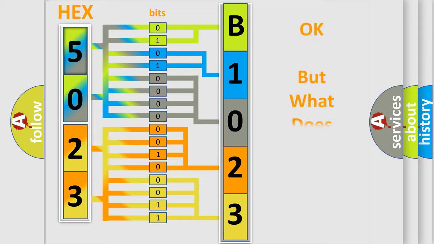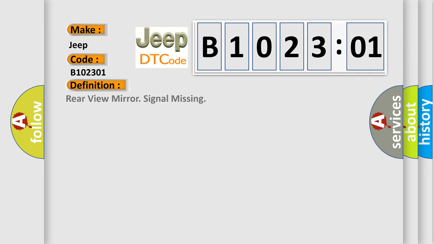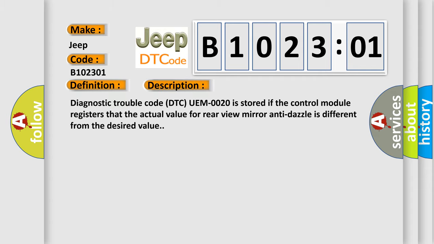The number itself does not make sense to us if we cannot assign information to what it actually expresses. So, what does the Diagnostic Trouble Code B1023-01 interpret specifically for Jeep? The basic definition is rear view mirror signal missing. And now this is a short description of this DTC code. Diagnostic Trouble Code DTC UEM0020 is stored if the control module registers that the actual value for rear view mirror anti-dazzle is different from the desired value.